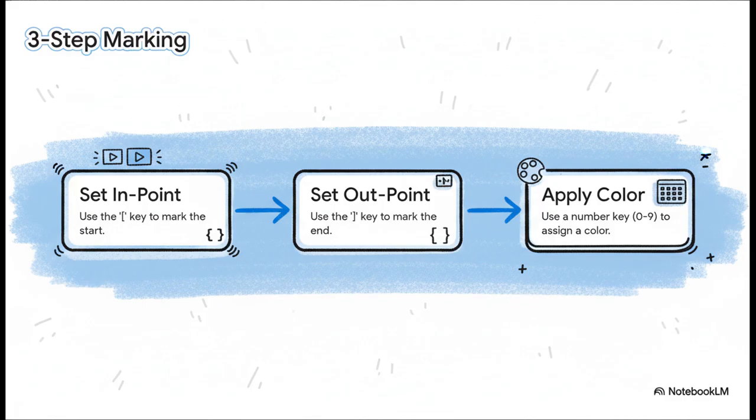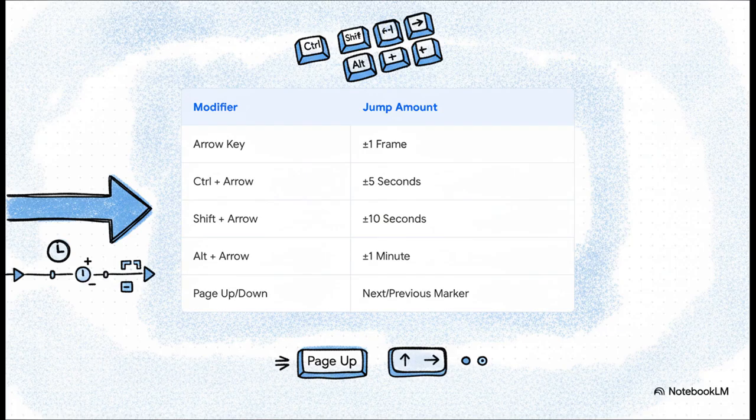and you never even had to touch your mouse. And just getting to those moments is crazy fast too. Look at this. This table shows you how you can literally fly through your timeline. Want to go frame by frame? Just tap the arrow keys. Need to jump ahead a whole minute? Hold down Alt and hit the arrow. And once you've got your markers set, you can just instantly zap between them with page up and page down. This is how you review hours of footage in just minutes.